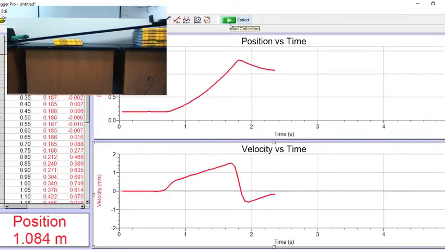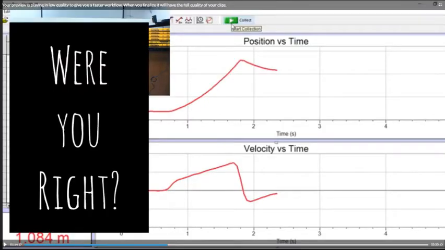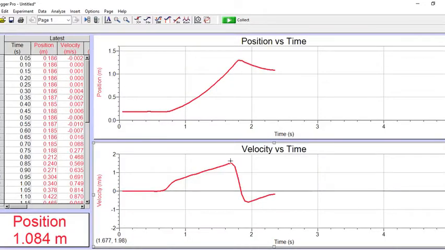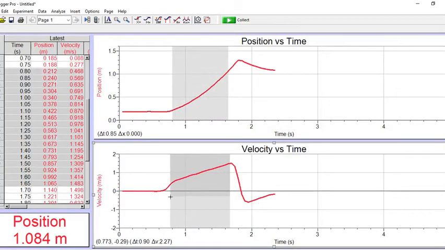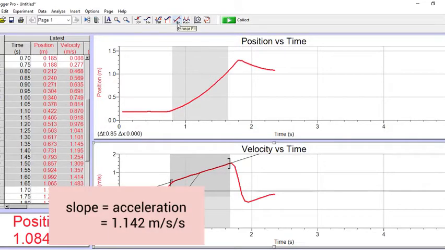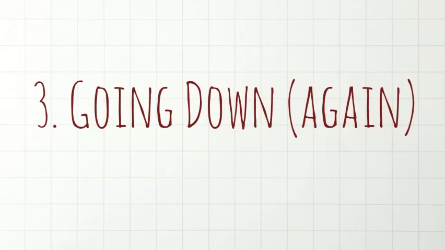Since the slope of a position graph is equal to the velocity, as the car sped up, the curve on the position graph got steeper and steeper. The velocity graph increased with a constant slope. The slope is its acceleration, which in this case was 1.142 meters per second per second.